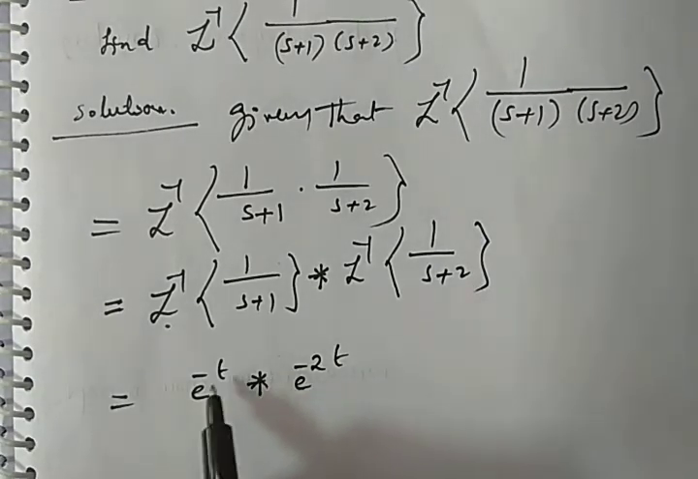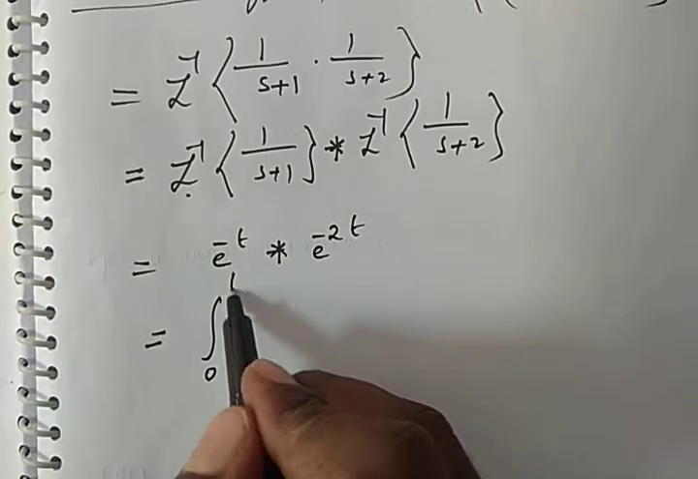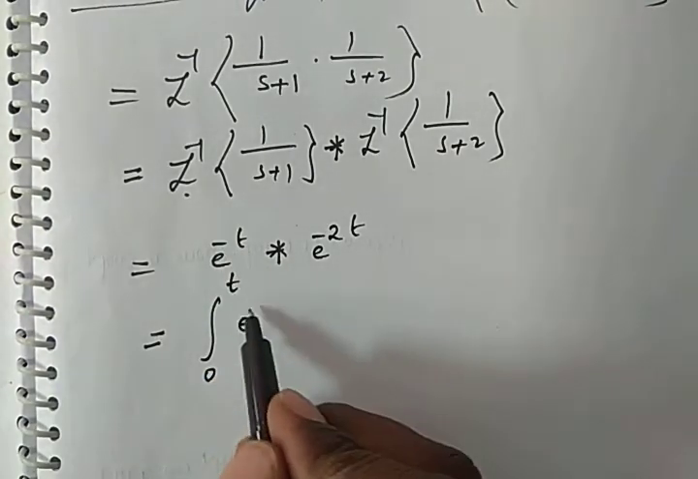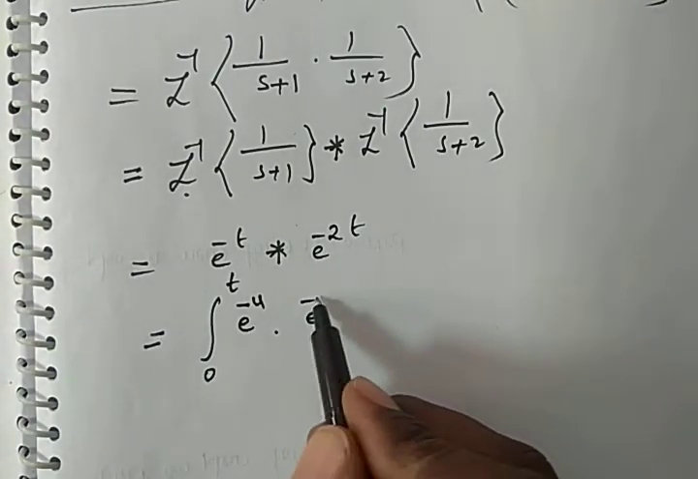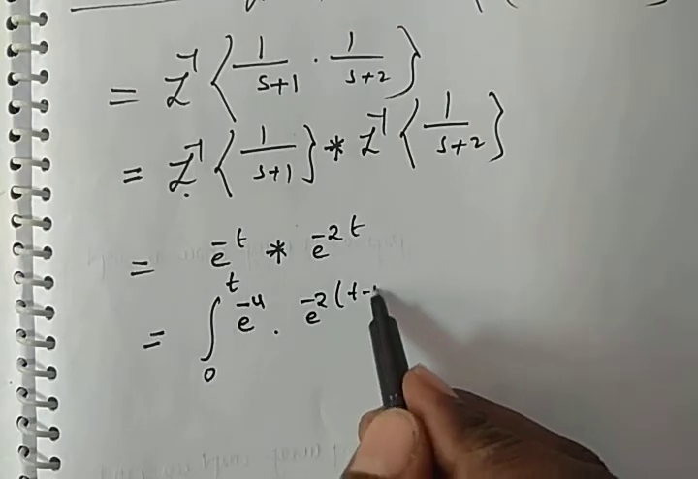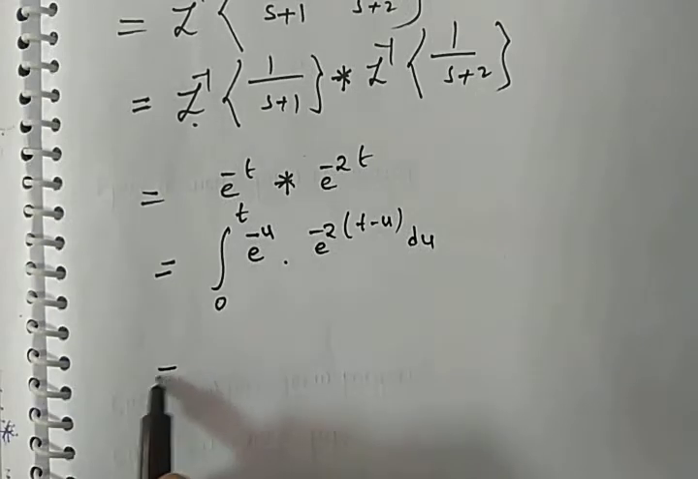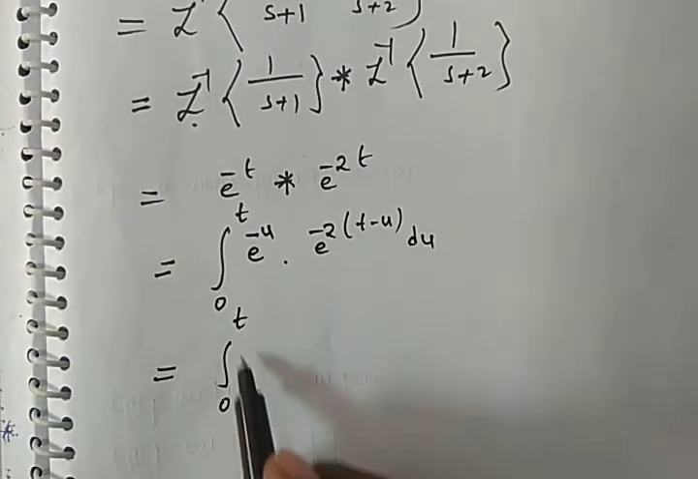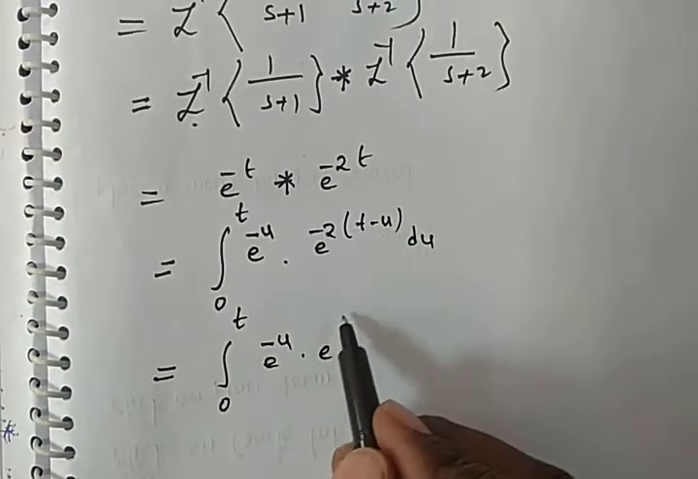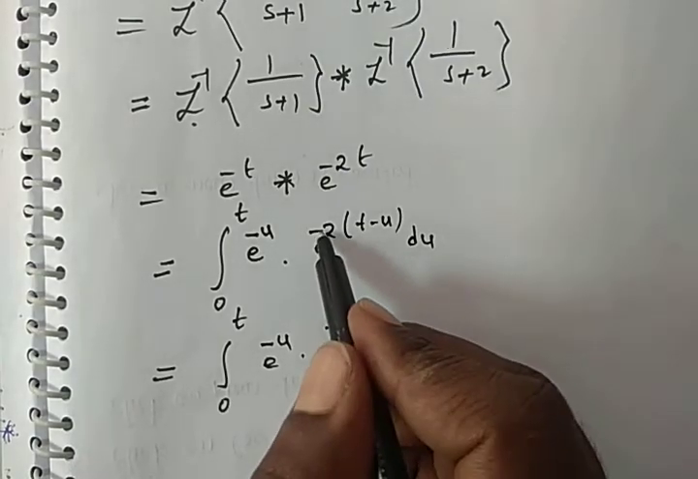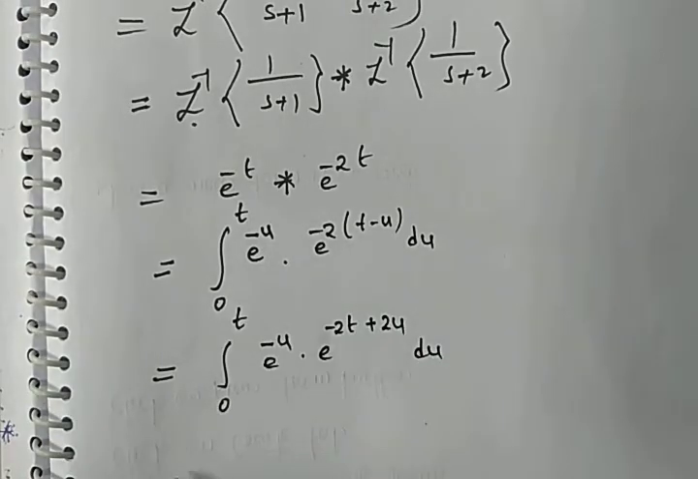So now we have to find the convolution of these two functions. By the definition, integration 0 to t, first function, but we have to replace the variable with u, and into the second function, we have to replace the variable t with t minus u, du. So which is equal to integration 0 to t, e power minus u into e power minus 2 into (t minus u), that is, minus 2t plus 2u, du.